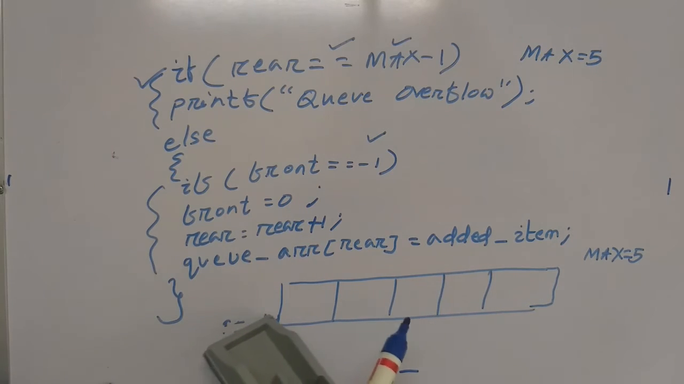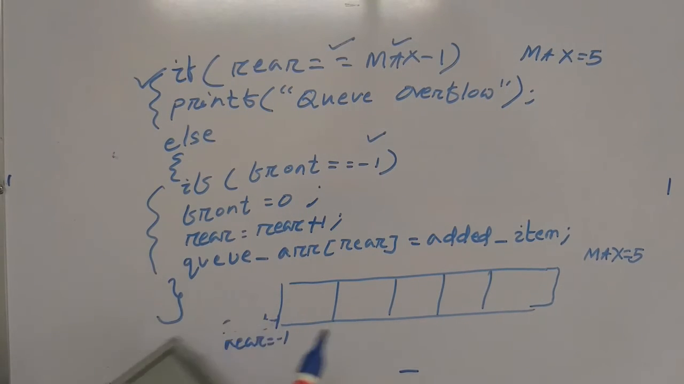So then we convert that front and make it as 0. So here we have written that front is equal to 0. Okay, then what are we doing? We change the rear equal to rear plus 1. So previously what is the rear value? It is minus 1. So we change the rear value as rear equal to rear plus 1, which is 0.